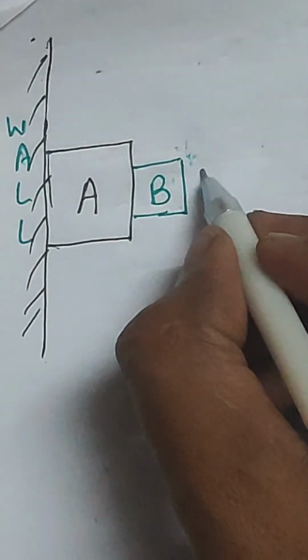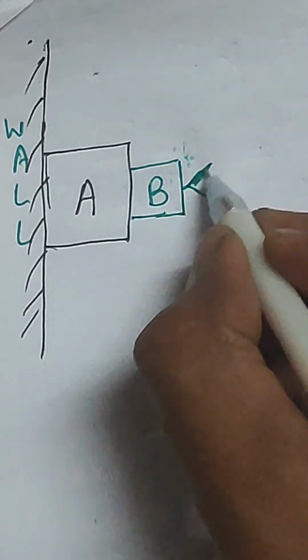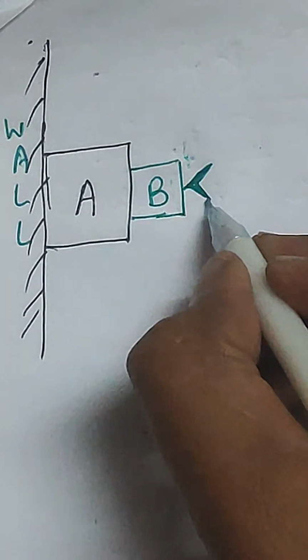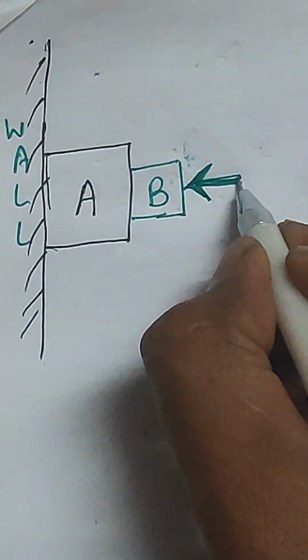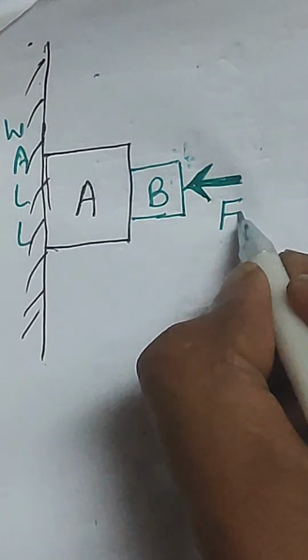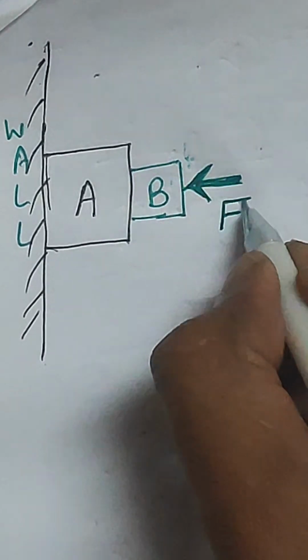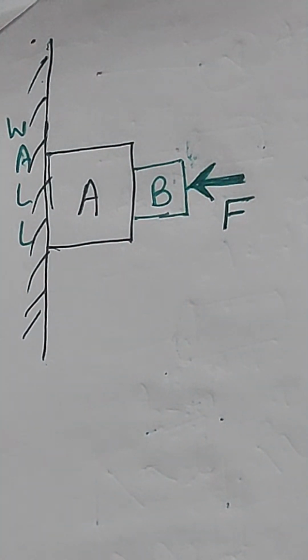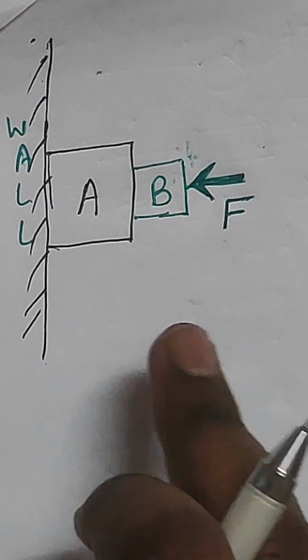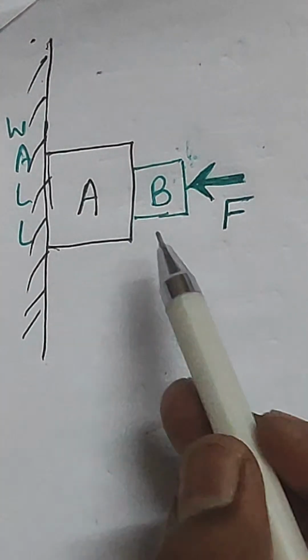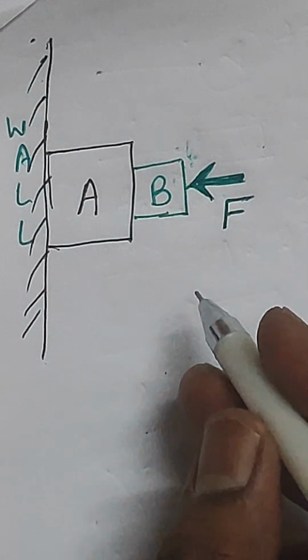Okay, so just to hold this, a force is applied from here. That force is applied on B, right? Now into this question, it has been asked that considering the situation shown in this figure, the wall is smooth.